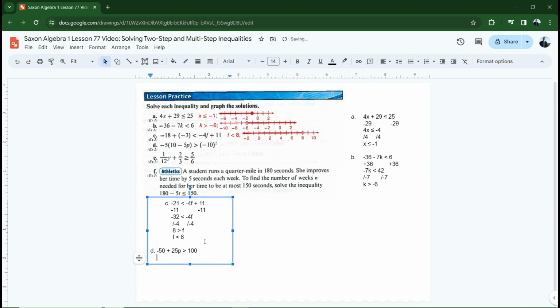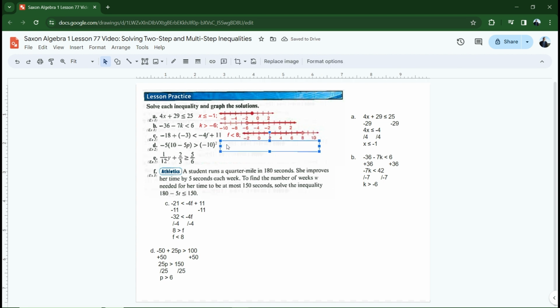First thing I'm going to do is add 50 to both sides. That's going to give me 25p is greater than 150. Now I'm going to divide by 25 because I'm not dividing by a negative. I don't touch the sign. This is going to be p is greater than, let's see, 25. If you ever run into this problem and ask yourself, how many quarters does it take to make $1.50? 6 is the answer. P is greater than 6.